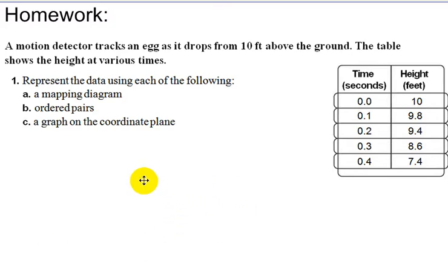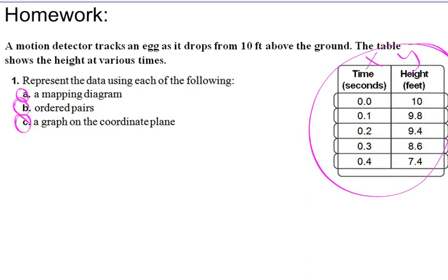Your homework on practice K, I went ahead and put it in here because the table didn't come out with data in it, so I thought I would throw it here in the lecture as well. It says a motion detector tracks an egg as it drops from 10 feet above the ground. So it's another falling object model. The table shows the height at various times, so we already have our x-y table. They want us to represent this data using a mapping diagram, ordered pairs, and a graph on a coordinate plane.